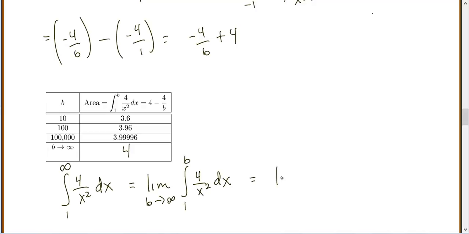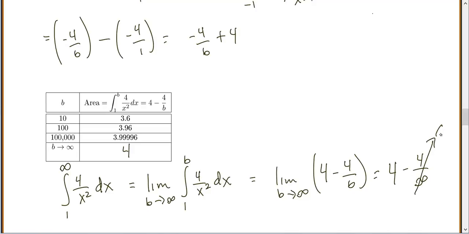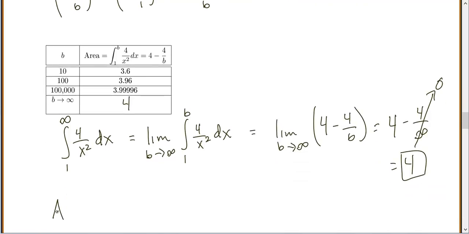Now, we already found that integral up above. So we just need to now find the limit as b goes towards infinity of 4 minus 4 over b. So I'm going to have my 4, and it's going to be minus 4 over infinity. Okay. So if you think of 4 over infinity, we're dividing by really, really, really big numbers, and when you divide by big numbers, it goes to 0. So my answer is 4. So that means the area is 4.